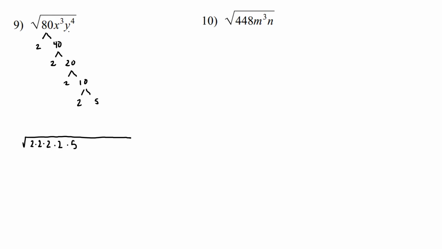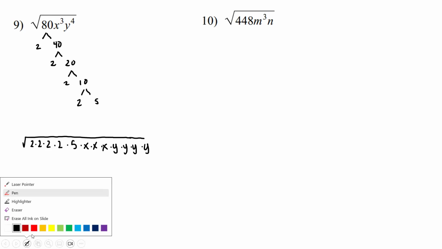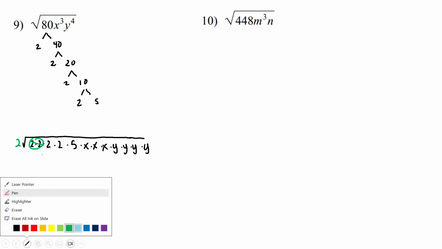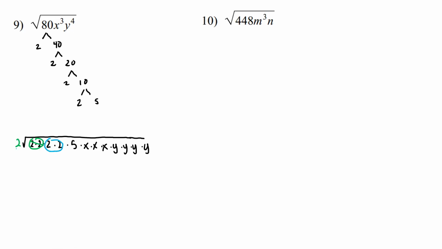Then the variables, I'm going to expand those. So there's x to the third, so that is one, two, three x's getting multiplied. Y to the fourth. One, two, three, four. Now expand everything and search for buddies like we just did. So I'm going to have 2 times 2. I have a pair of twos. So 2 on the outside. Another pair of twos. So another 2 on the outside.